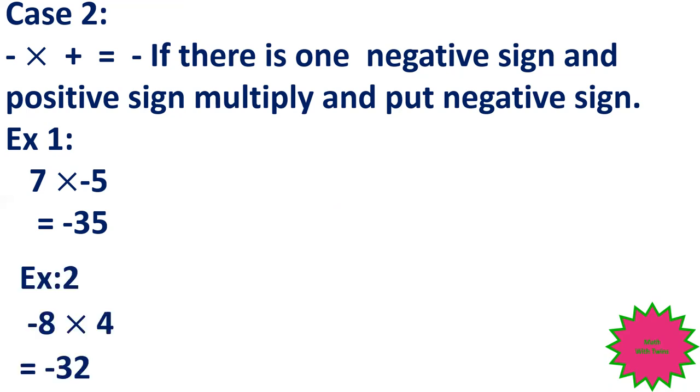Now, example 2. It says that the product of minus 8 and 4 is minus 32. This is because negative 8 and 4 have to be multiplied. We multiply 8 into 4 first, which gives us 32, and we have to put a negative sign in front of our product as per the law. So it will result in negative 32.